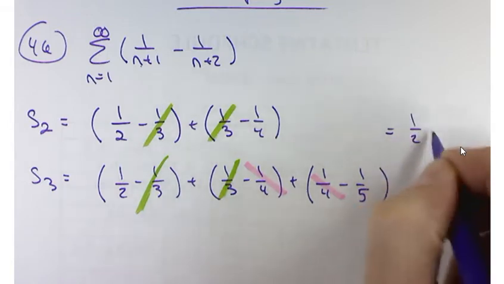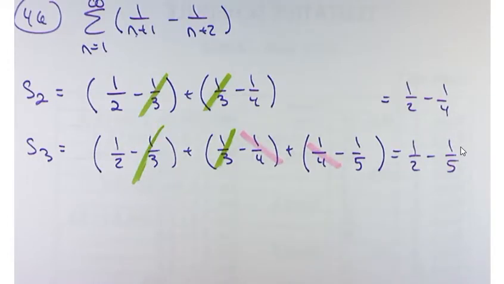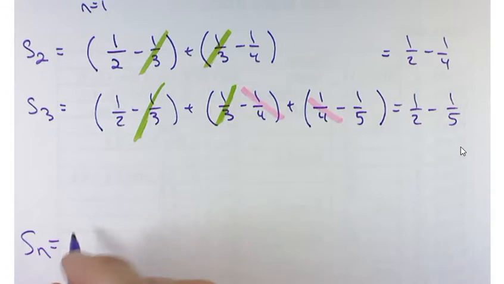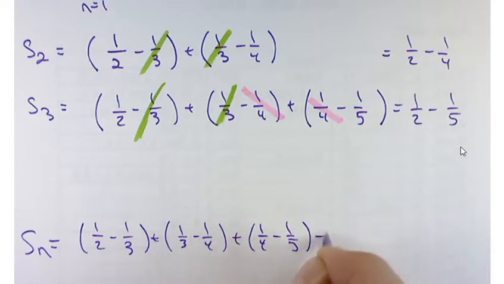Now let's start taking a look at what's left. I have 1/2 minus 1/4. Here I have 1/2 minus 1/5. And there's kind of a pattern here. Should we look at one more, maybe S sub 5 or something like that? Can you try and figure out what's going to happen when I look at S sub n, the nth term? It's going to be 1 over 2 minus 1 over 3 plus 1 over 3 minus 1 over 4, all the way down to the nth term.